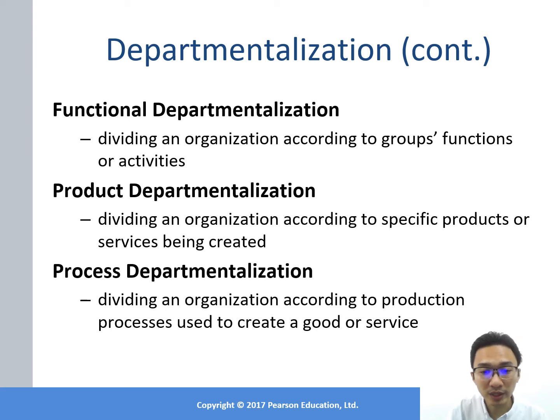The first one is what we call functional departmentalization. This is very popular among service and manufacturing companies. Especially the smaller ones who are just getting started normally use functional departmentalization, and they create their departments according to group functions or activities. Most new startup firms use it. They break down their company into production, marketing, sales, human resource, accounting and finance departments. So this is how it works.